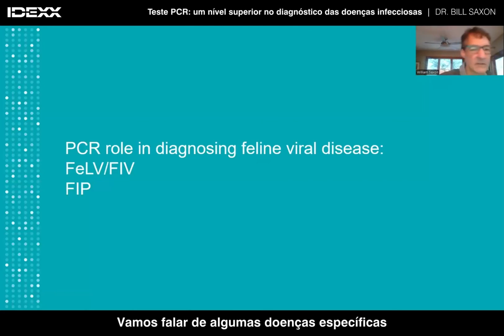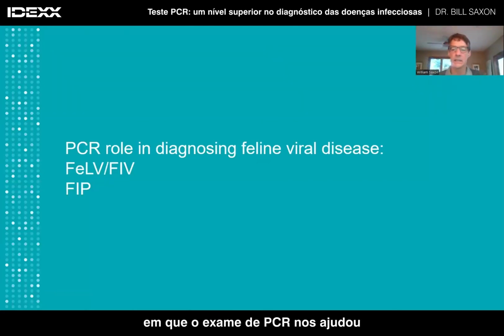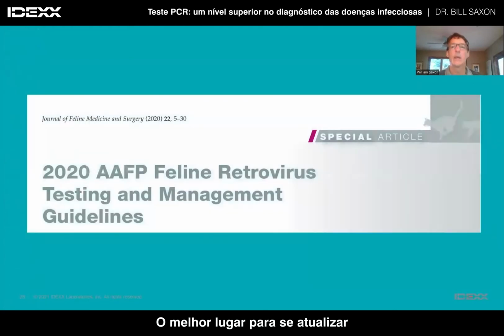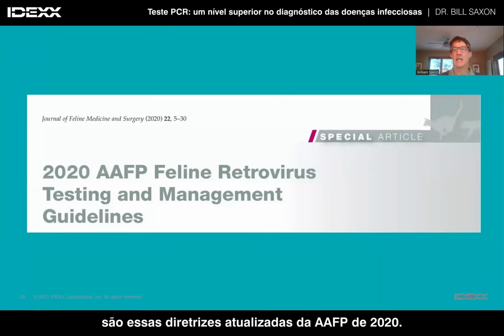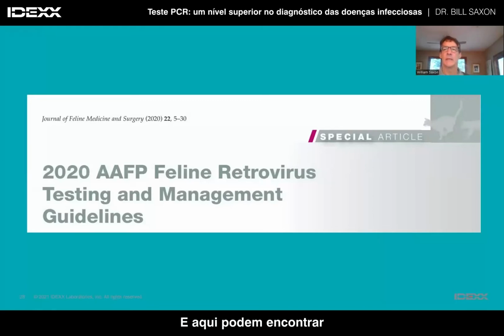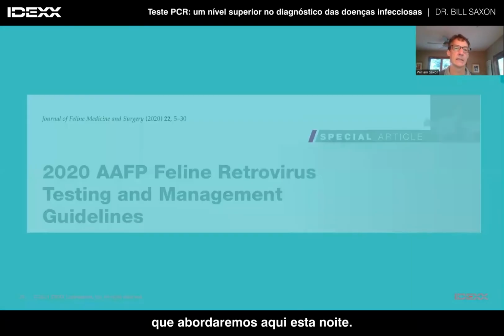Okay, so let's talk about some specific diseases where PCR testing has really helped us as clinicians help our patients, which is kind of the whole goal, right? So we're going to talk about, in feline viral diseases, how PCR can help us with retroviruses, FeLV, FIV, and now feline infectious peritonitis virus, or FIP. Best place to get an update on current recommendations for all things related to feline retroviruses are these 2020 AAFP updated guidelines. And here is where you can find all the information in great detail that we're going to touch on here tonight.